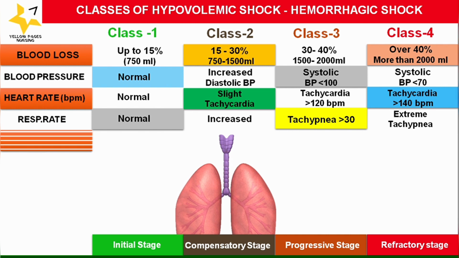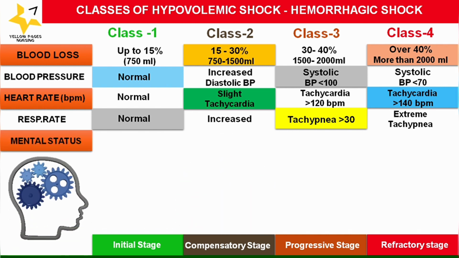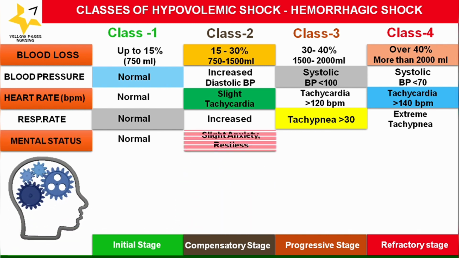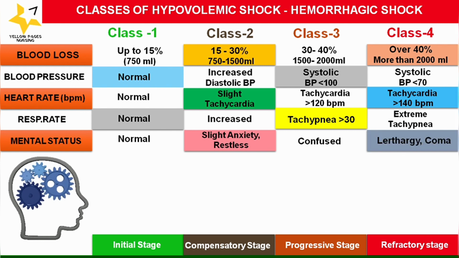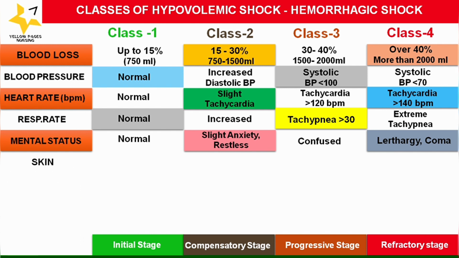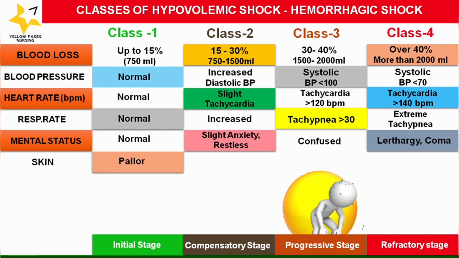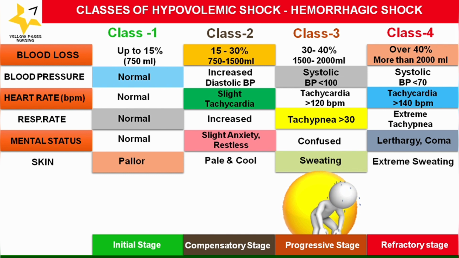Next comes mental status, which is normal in class 1. There is slight anxiety and restlessness in class 2. Confused state is present in class 3. Lethargy and coma is seen in class 4. Next comes skin. Skin is paler in class 1. Pale and cool skin is seen in class 2. Sweating is present in class 3. Extreme sweating will be present in class 4.